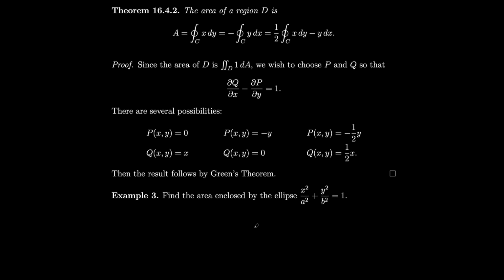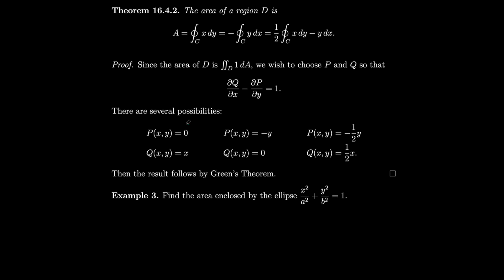Next up, what if we want another formula for the area of a region? Remember that we said the area of a region is the double integral of 1 dA. So that means that we want to choose functions of x and y, P and Q, so that when we take their partials and subtract, we get 1, because that's what we double integrate when we use Green's theorem.